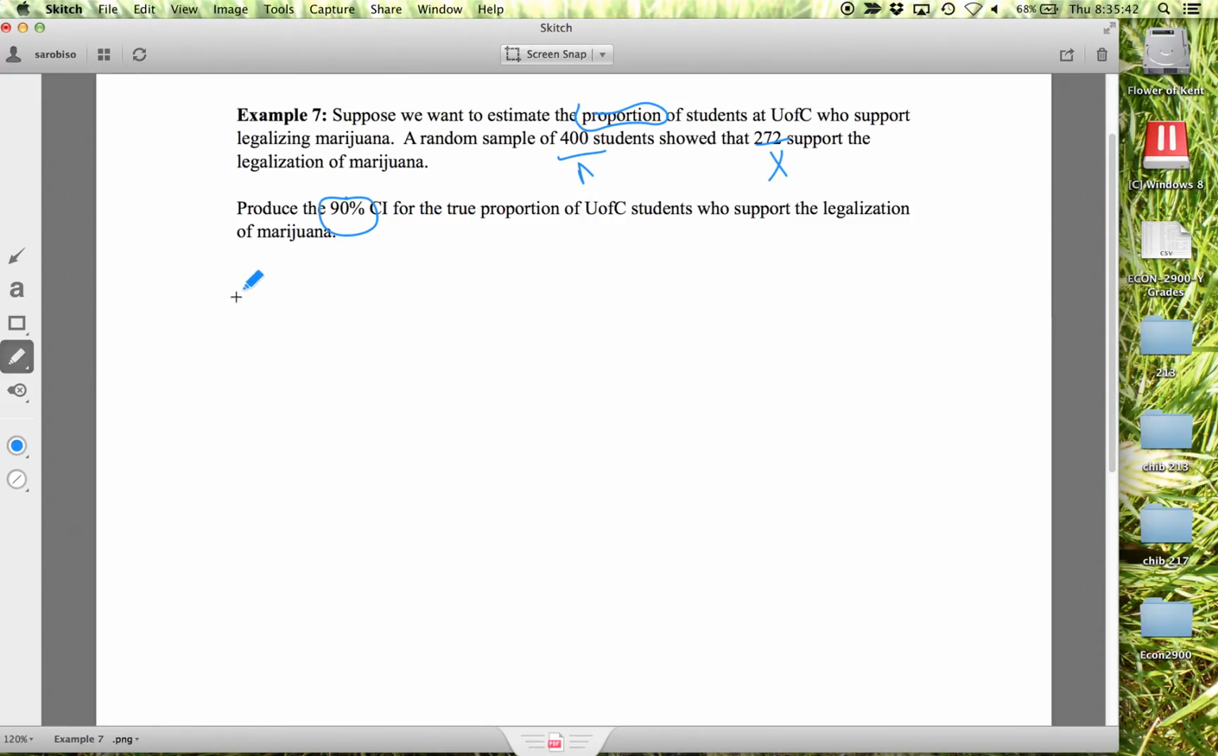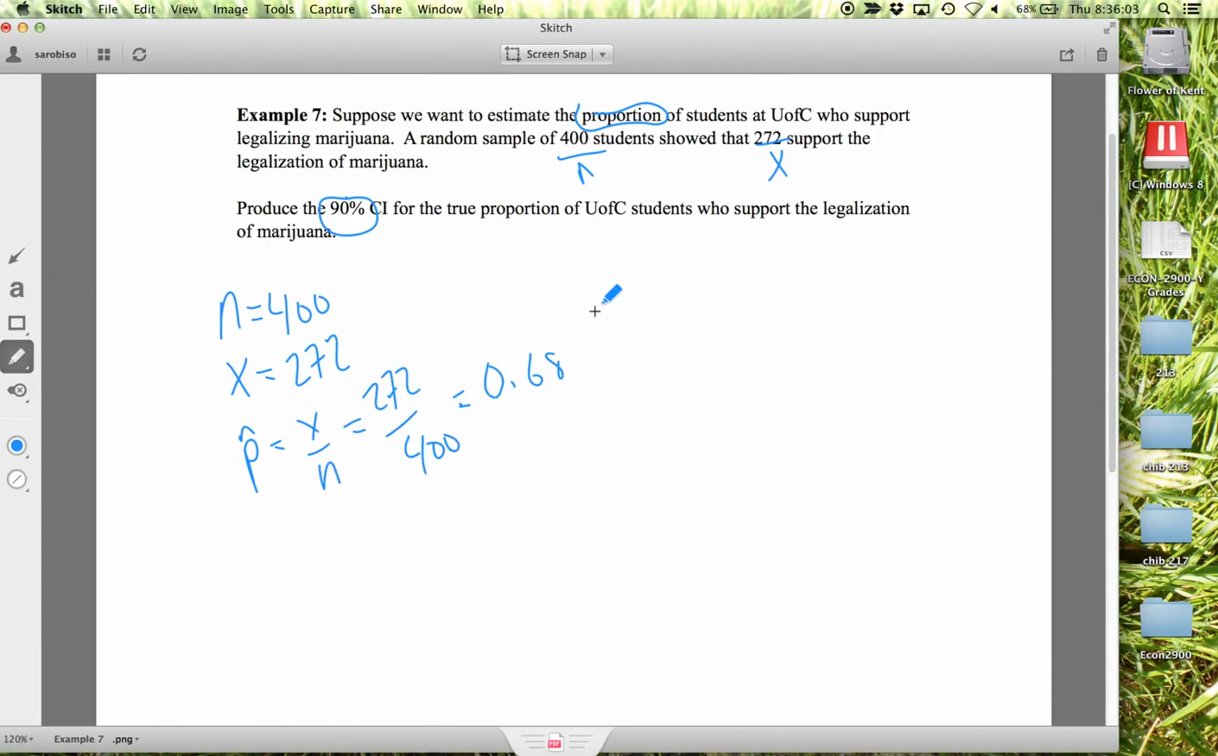Okay, so let's just record some things that we have here. The sample size was 400. The number of people that supported legalization was 272. From this, we can make a sample proportion. So this is just x divided by n, which is 272 divided by 400, or 0.68 as a decimal.